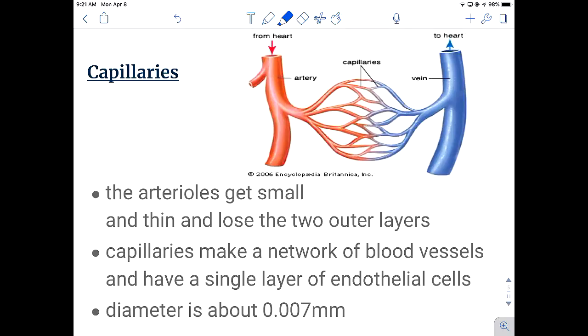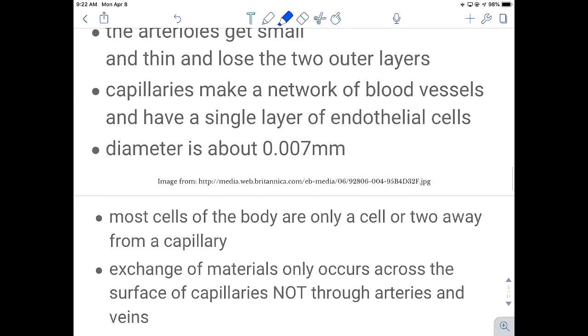So capillaries make a network of blood vessels and have a single layer of endothelial cells, so that's a single layer of tissue cells. And their diameter is only about 0.007 millimeters, so really small. This is a little less than a cell wide.